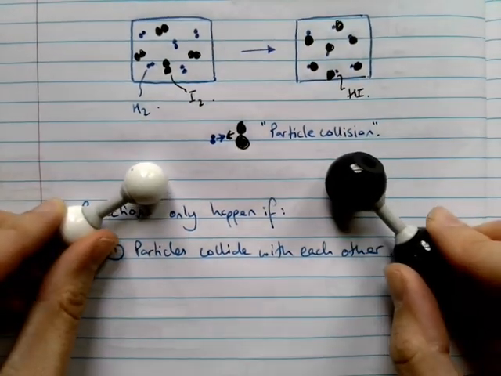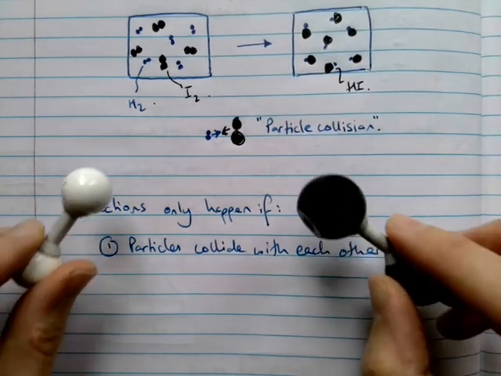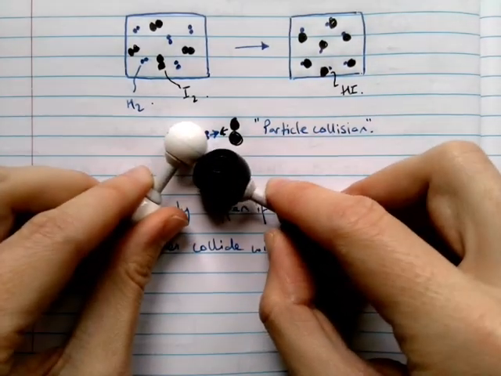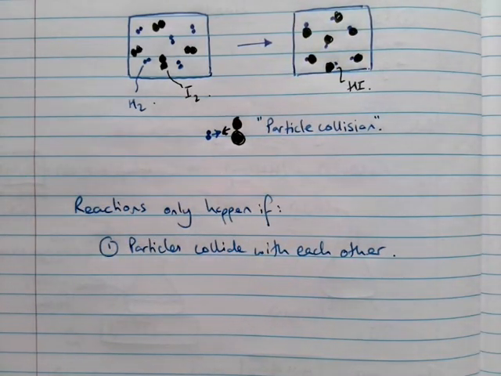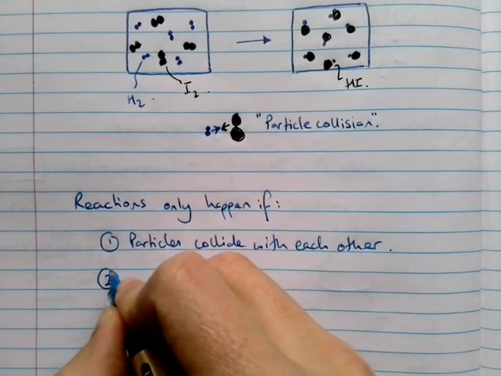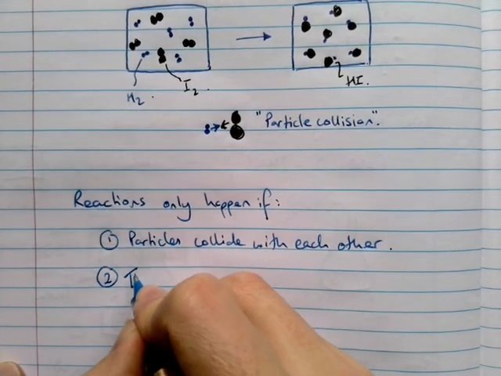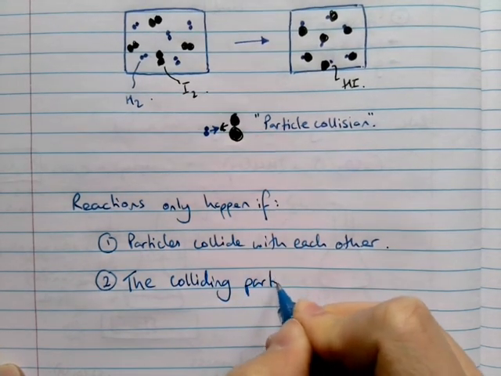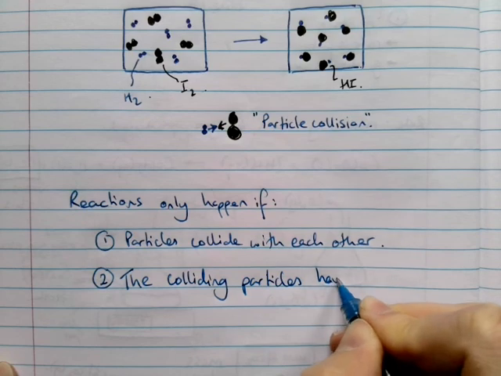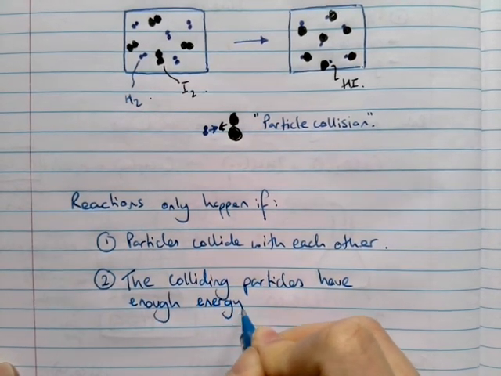Now, what do we think if the particles collide like this? Okay, see how much energy there was there? So it's a much louder sound when they hit each other. Right, that's because they've got more energy. So if they've got more energy, then the particles are more likely to react. Okay, so we say that the reaction will only happen if, number one, the particles collide with each other and, number two, the colliding particles have enough energy to react.